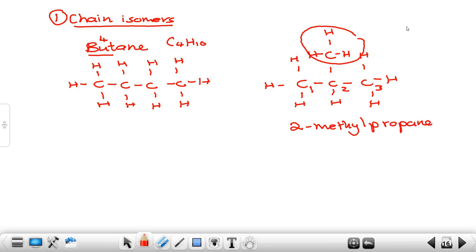1, 2, 3, 4, it still has 4 carbons. And 10 hydrogens. Same number of carbons, same number of hydrogens. Chain isomers: this is a shorter chain, a chain of 3 carbons and 1 substituent group. Here it is a chain of 4 carbons. They have the same molecular formula, C4H10, but their structures are different. And what is specifically different about their structure is the chain length.